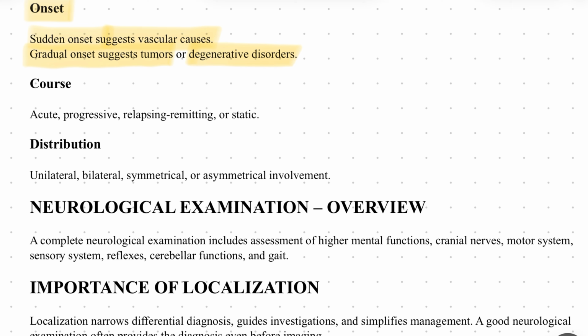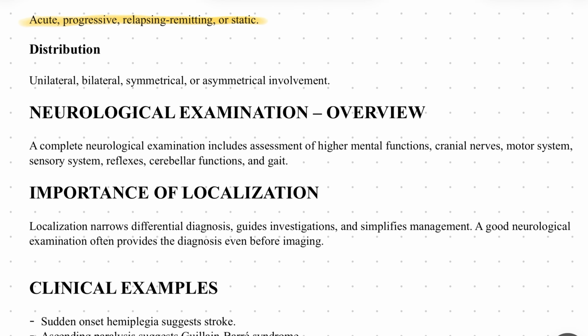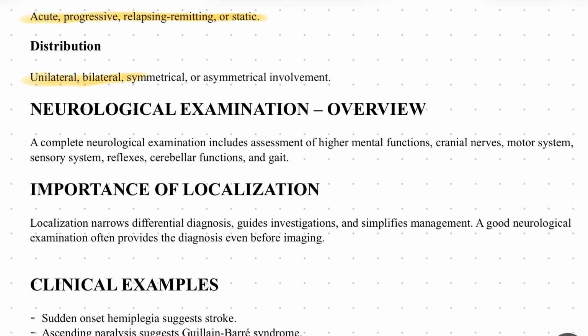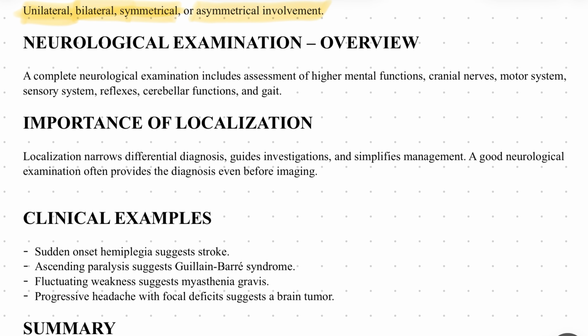Your patients will say, in the morning it was fine, in the afternoon, suddenly after eating food, I got weakness in my right limb, left limb, lower limb, and so on. So you have to suspect it is vascular because it is sudden. Then course: it may be acute, progressive, relapsing-remitting or static. Then distribution: unilateral, bilateral, symmetrical or asymmetrical involvement.